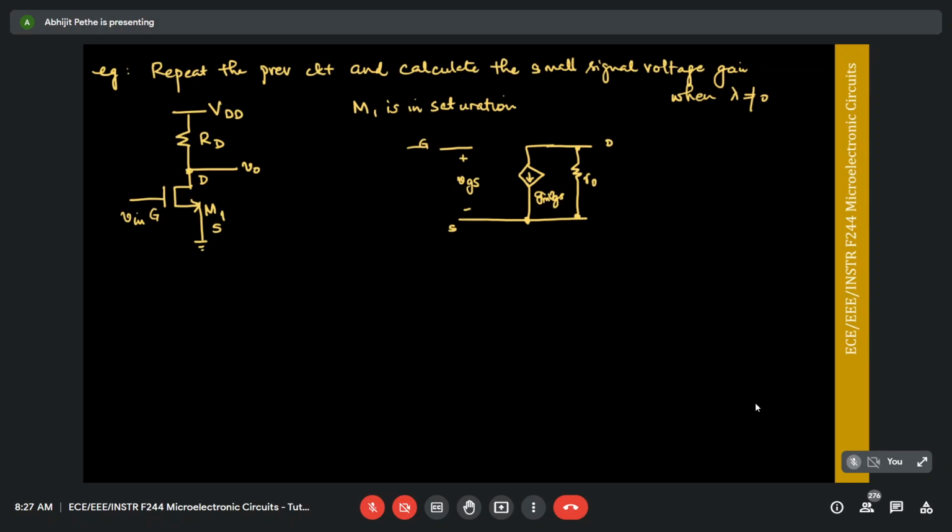So the gate is connected to Vin, right? Source is connected to ground, so Vin to ground here. And now if you look at the drain, it is connected to RD. This is your V0 again, and RD is grounded. So now you have to calculate the value of V0. How do you go about doing this?